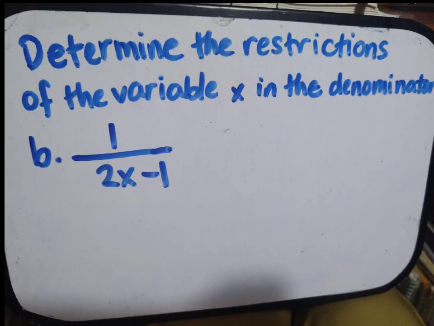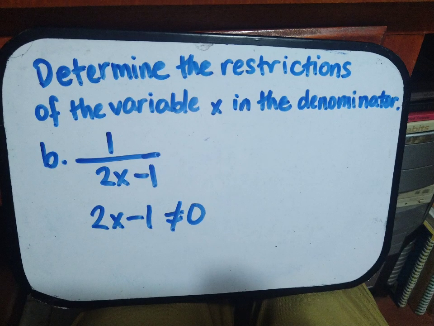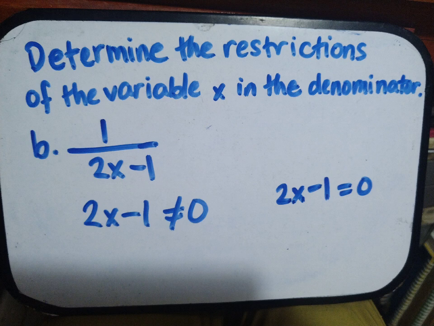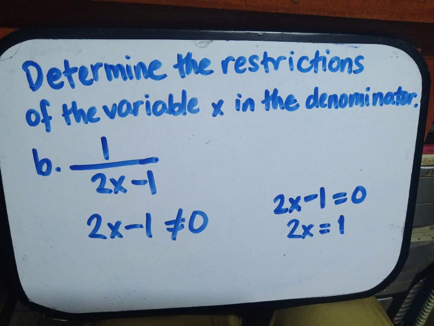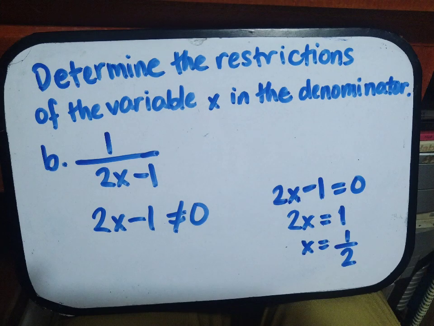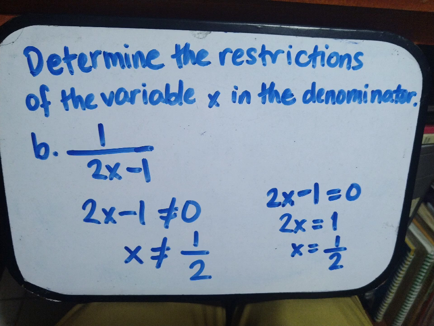Okay, let us now determine the restrictions of the variable x in the denominator of this rational expression. So 2x minus 1 is not equal to 0. So we will now determine the value of x that makes it undefined. So 2x minus 1 is not equal to 0. So 2x is equal to 1. Divide both sides by 2. So x equals 1/2. So therefore x should not be equal to 1/2.